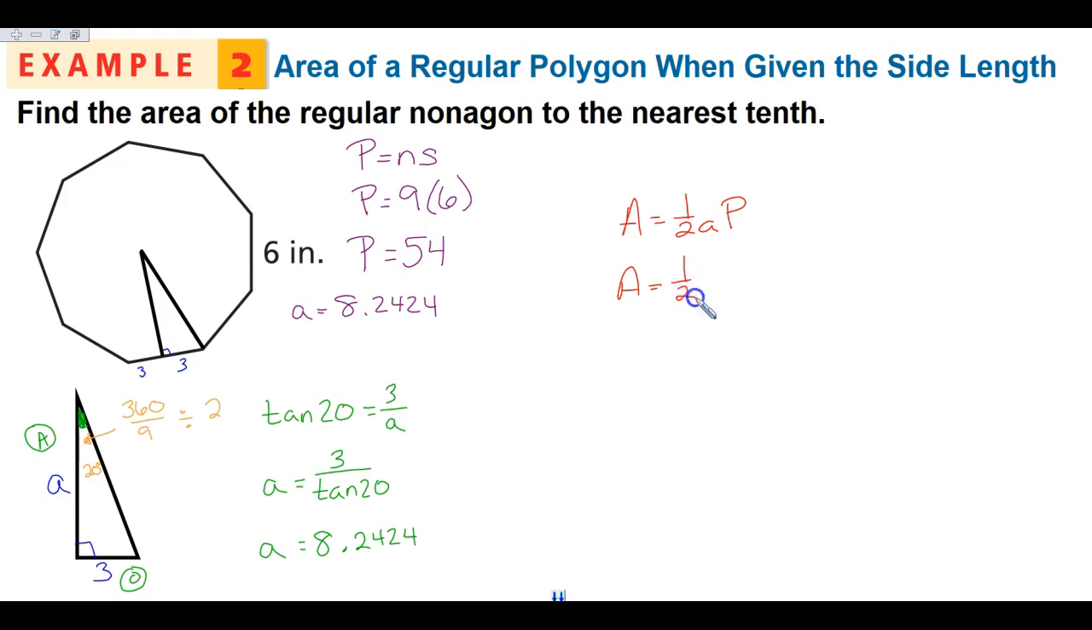We just found our apothem was that 8.2424. Again, this is the full number, and we're just writing the first 4 digits of it. And our perimeter is 54. Then in your calculator, you're just going to hit times 54 divided by 2. And that's going to give you your exact answer. From there, we can round to the nearest tenth. Okay, so it's 222.5 inches squared.